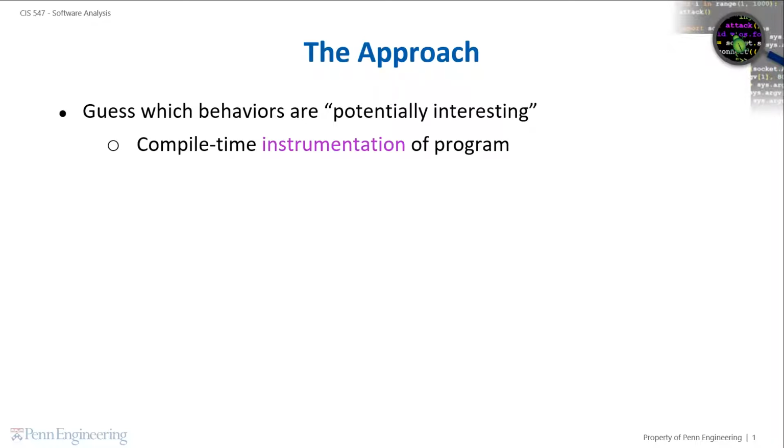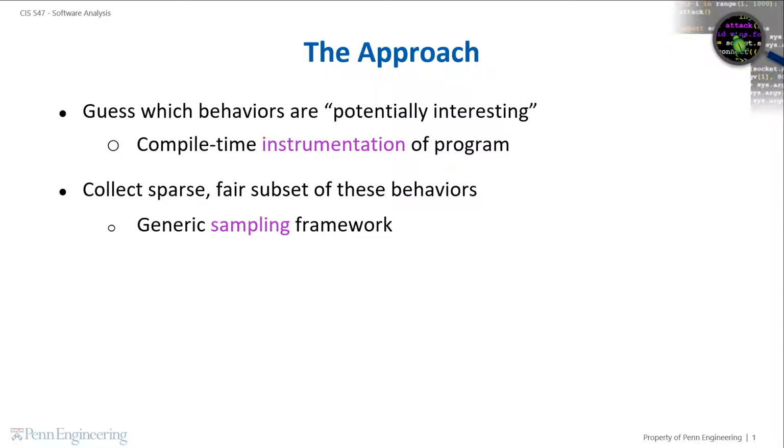We will achieve this by compile time instrumentation of the program before deploying it. Instrumentation is the process of modifying the program's source code or binary code with probes to monitor the potentially interesting behaviors. In the second step, we will collect a sparse and fair subset of observations of these behaviors.